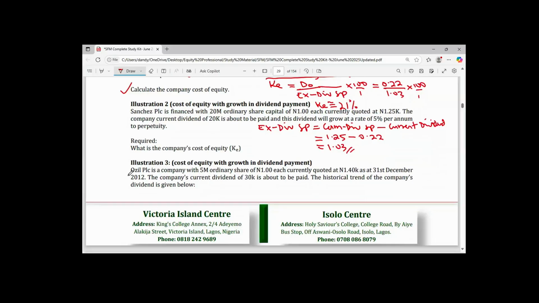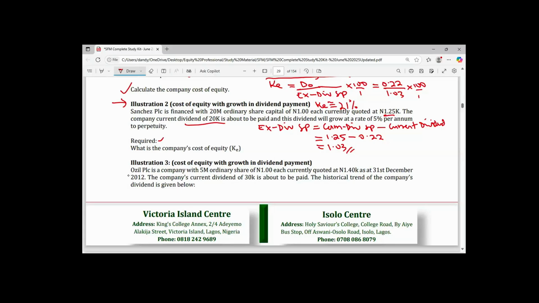Sanchez PLC is financed with 20 million ordinary share capital of 1 naira each, currently quoted at 1 naira 25 kobo. The company's current dividend of 20 kobo is about to be paid. That means that 1 naira 25 kobo is cum div. This dividend will grow at a rate of 5% per annum to perpetuity. Required: calculate the company's cost of equity.